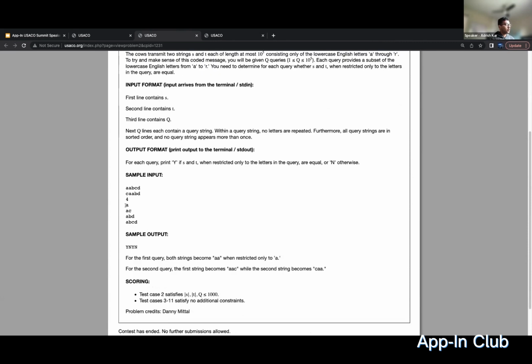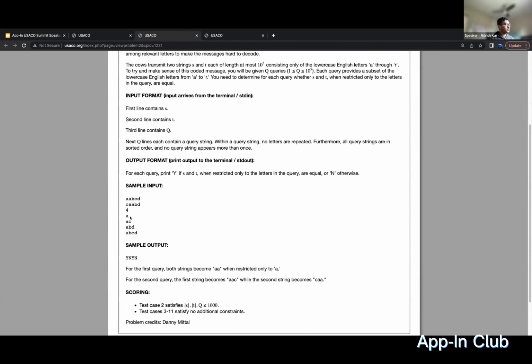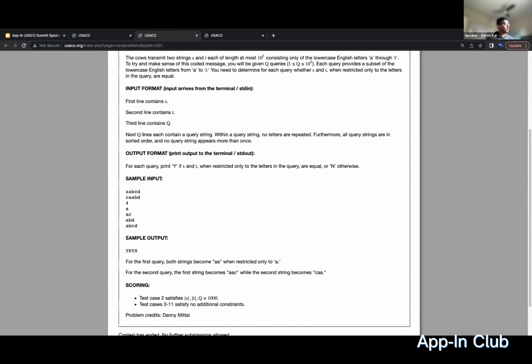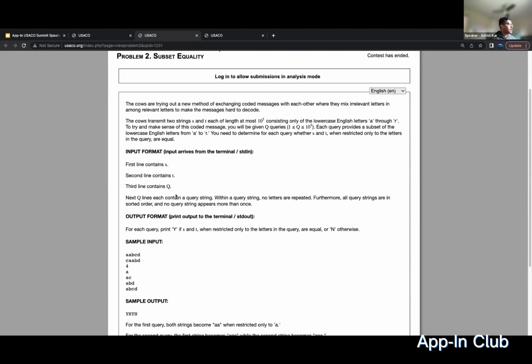For each of these Q queries, we're given a subset of letters that are present in the strings, and we're asked to output a string that tells us, for each of these Q queries, whether the two strings are equal if they're restricted to the letters in the subset. So I guess that was a bit of a mouthful. It's easier if we see an example in action.